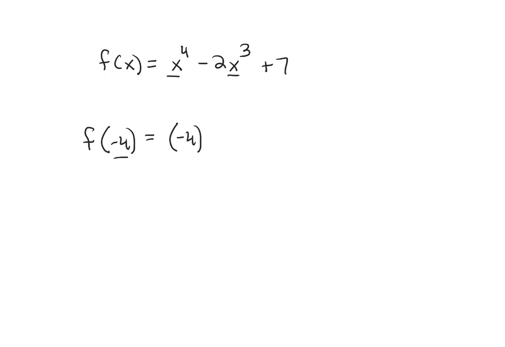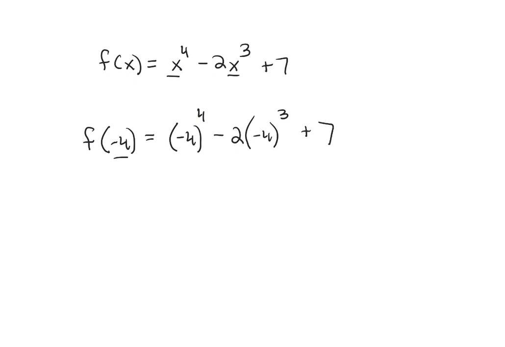If you have a polynomial f of x, and it equals x to the fourth minus 2x to the third plus 7. Function notation, what is f of negative 4? That just means plug in negative 4 for x. So you have to be careful. Negative 4 inside parentheses to the power of 4. Minus 2 inside parentheses negative 4. On the outside is your exponent plus 7.